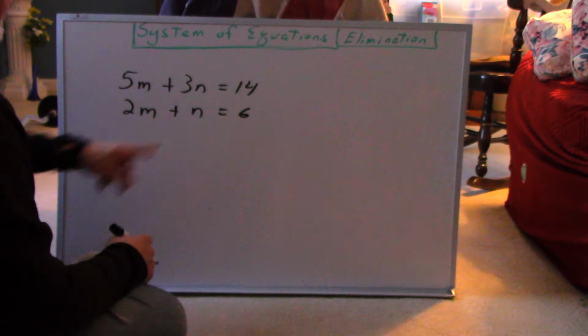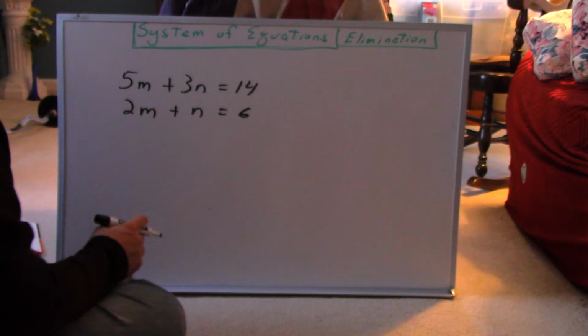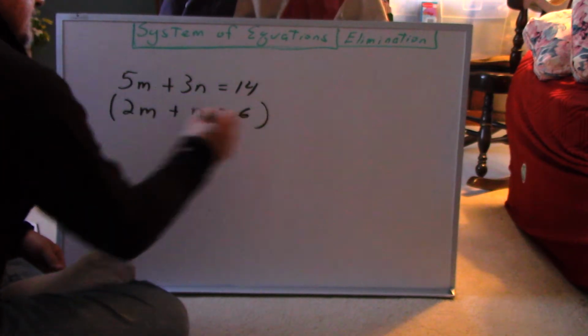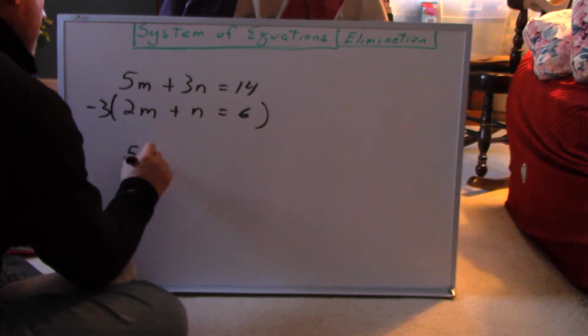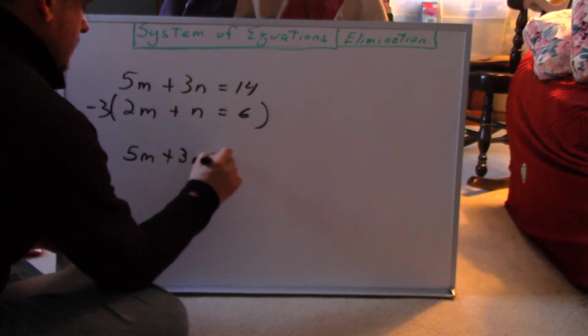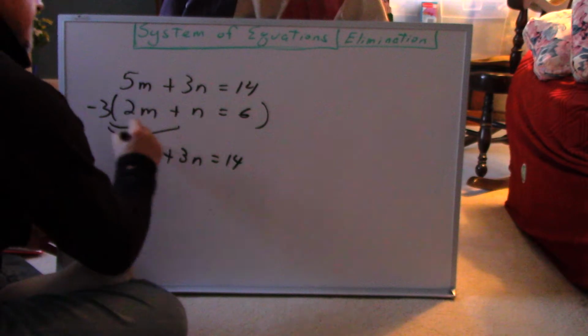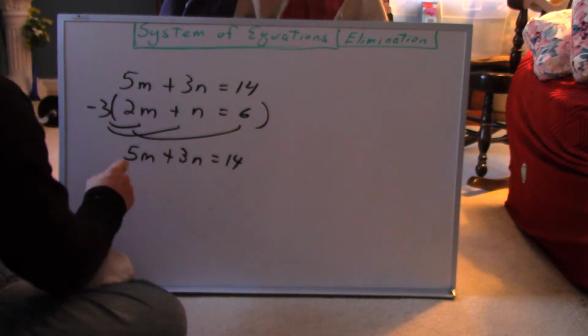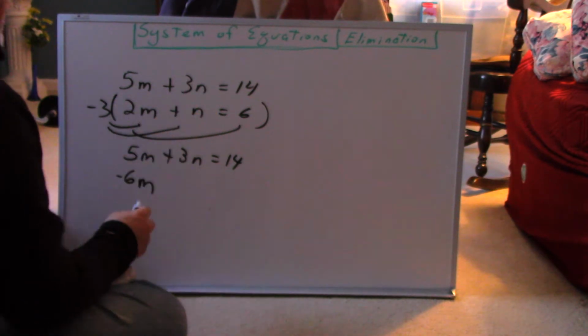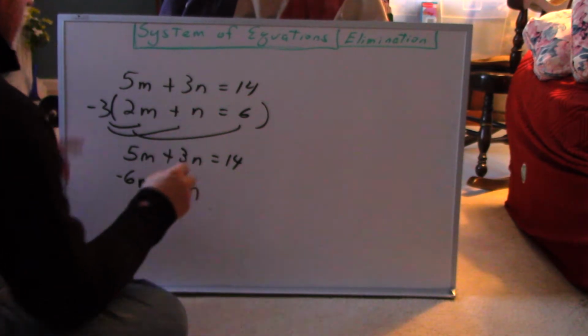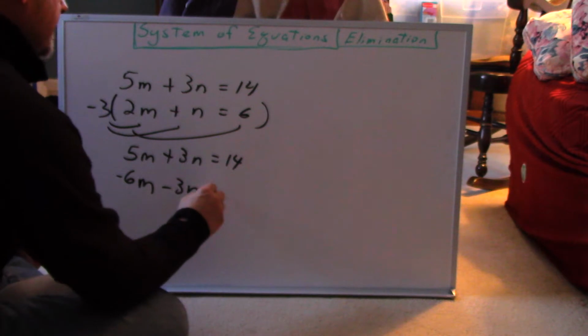Well, I think the easy way is just to multiply this by a negative 3. And that's what I'm going to do. I'll bring this down: 5m plus 3n equals 14. And then I distribute. Negative 3 times 2 is negative 6m. Negative 3 times 1n is negative 3n. And then negative 3 times 6 is negative 18.